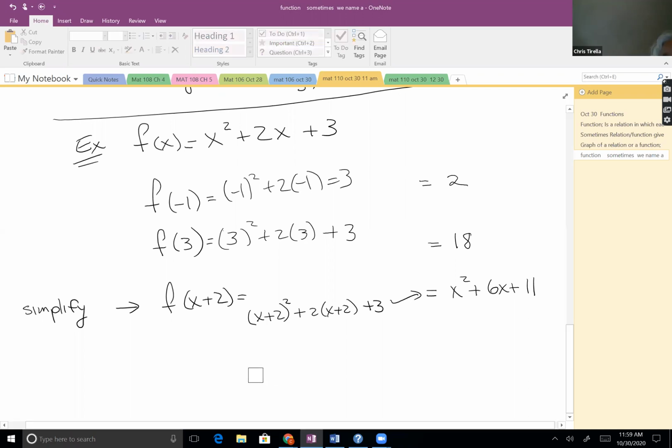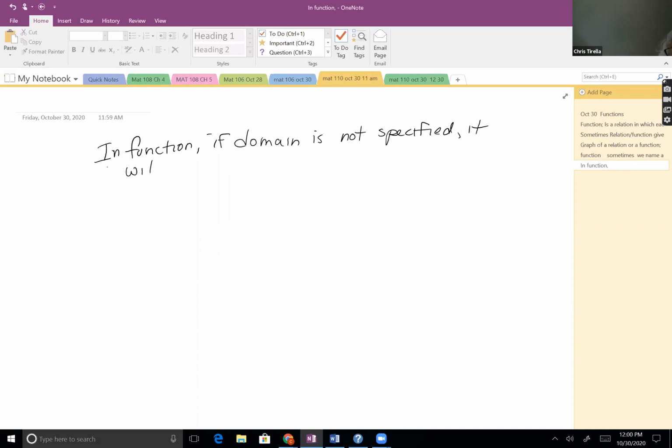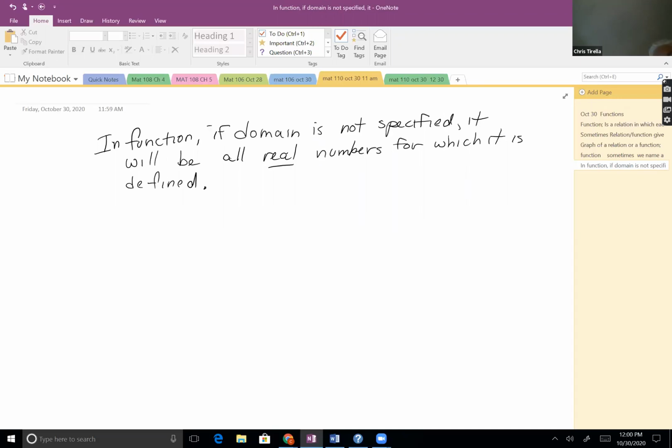With function notation, one thing that I want to make sure we mention, although I believe we've already mentioned this semester, we said that in a function, if the domain is not specified, it will be all real numbers for which it is defined. And so to find the domain of a function, if it's not specified, most things are defined, most things have meaning.